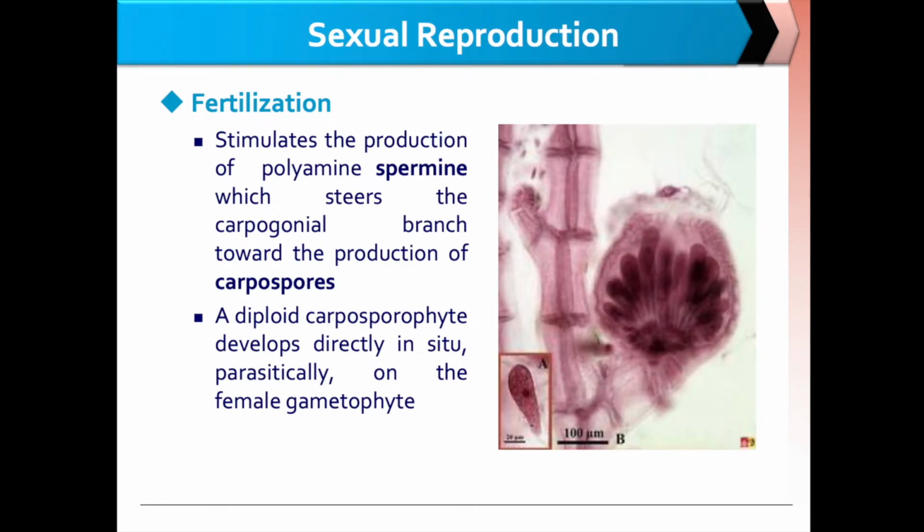Now, in your fertilization, once that fertilization event has occurred, it will usually stimulate the production of what we call polyamine spermine. This polyamine spermine will steer the carpogonial branch towards the production of... So when fertilization has happened, when the nuclei of your spermatia have fused inside your carpogonium with its nucleus, what will happen is a chemical signal is released, your polyamine spermine.